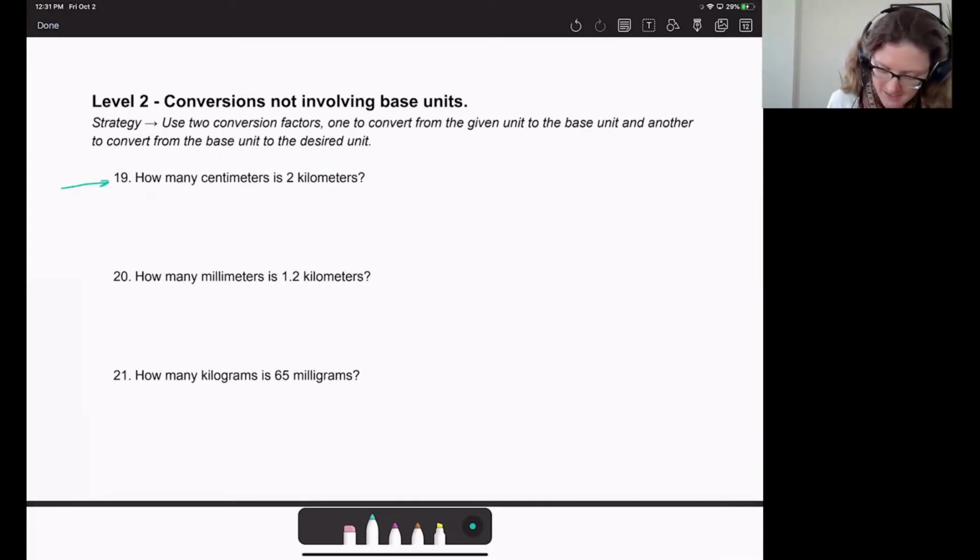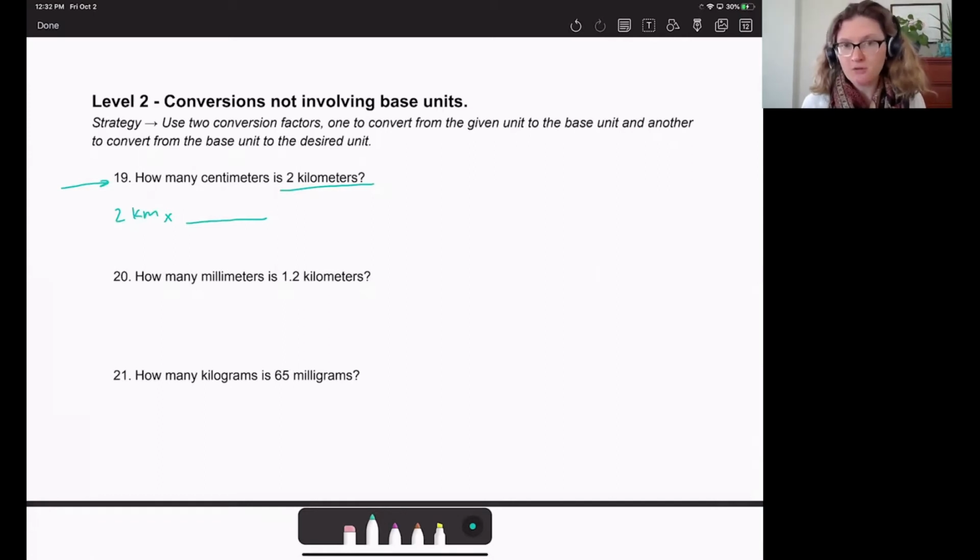Question number 19 asks, how many centimeters is 2 kilometers? The base unit here is meters, but that is nowhere to be seen in this question. Here's how I would go about it. As always, I would start with the given quantity, which is 2 kilometers. And then I would convert kilometers into meters because I know the conversion between kilometers and meters. I know that there is 1 kilometer per every 1,000 meters. And I'm putting kilometers on the bottom so that the kilometers in my conversion factor will cancel out the kilometers in my given information. So that'll work like this.